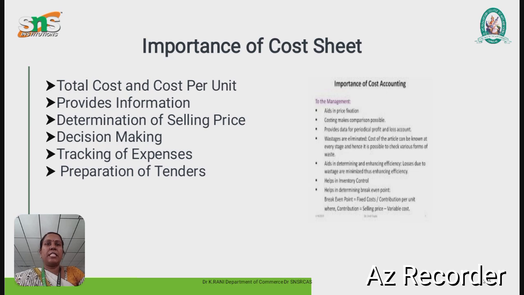Tracking of expenses. The cost sheet helps in tracking the expenses incurred in production. The cost sheet provides cost data from every production level, so management can easily keep tabs on all the expenses. Preparation of tender. The cost sheet helps in preparation of the tender. An estimated cost sheet is used by the management. The previous cost sheet is used to prepare tender and quotation and estimate price changes.